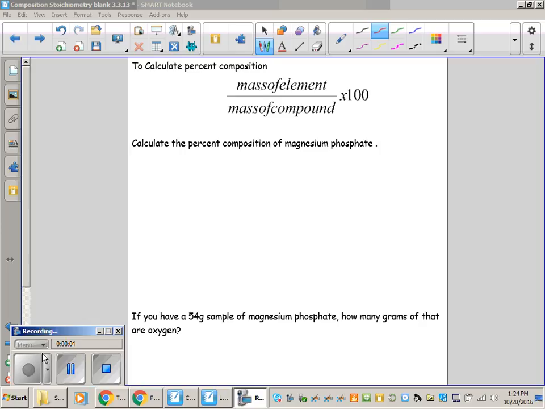Phosphate. Step 1, magnesium phosphate. If you don't know that, we're in trouble. But also, you probably should reference your polyatomics until you're good.